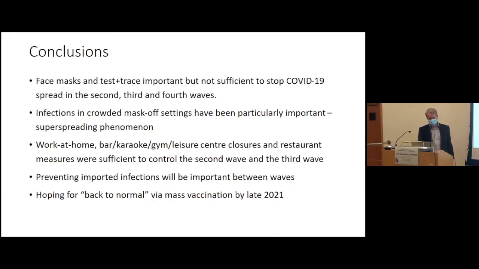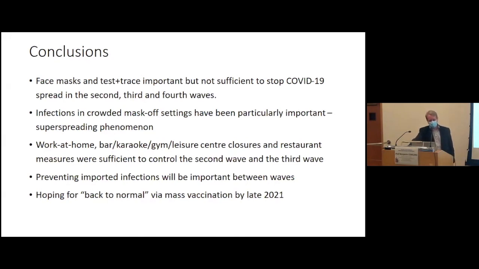The control measures that were implemented by the government were sufficient to control the 2nd wave and the 3rd wave, but I did make the point in my talk that I think personal behavioral changes are also critical to that. I don't think it's only because the government did these measures that we got the epidemic under control. It's because people complied, people changed their behavior, that really case numbers were able to come under control. It's going to be really important to prevent imported infections if we get down to 0.